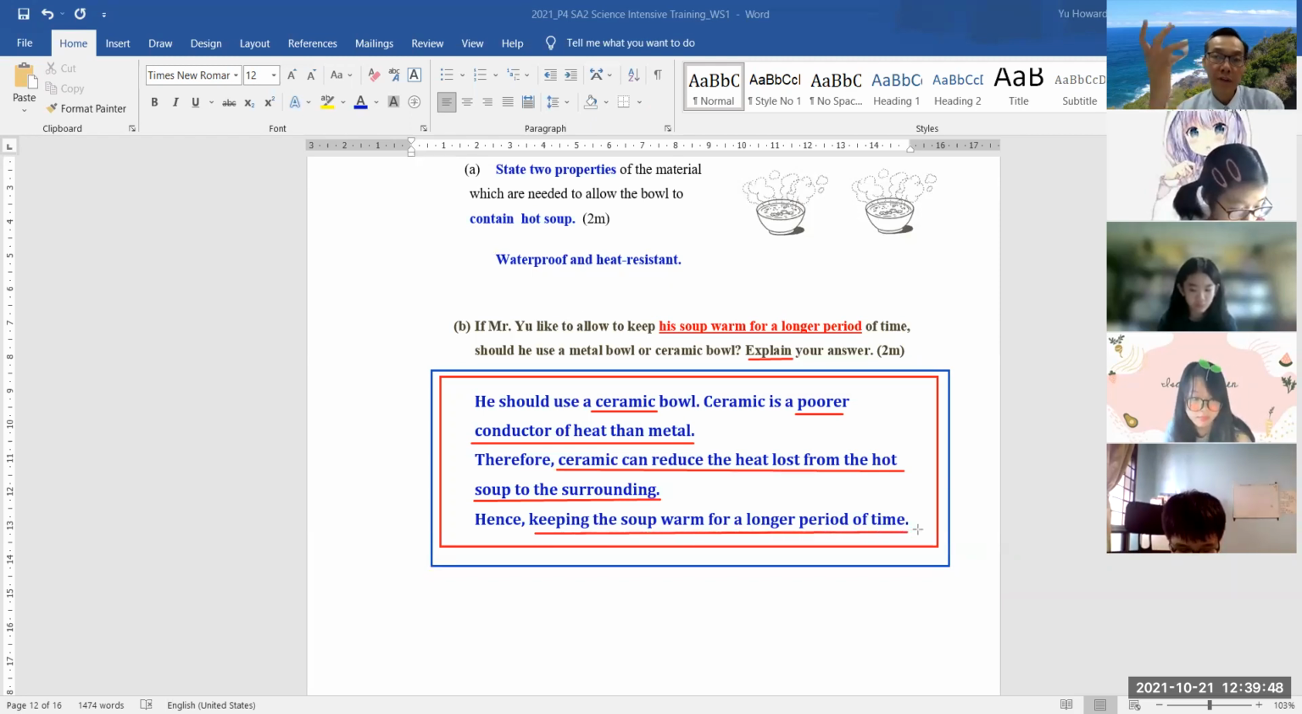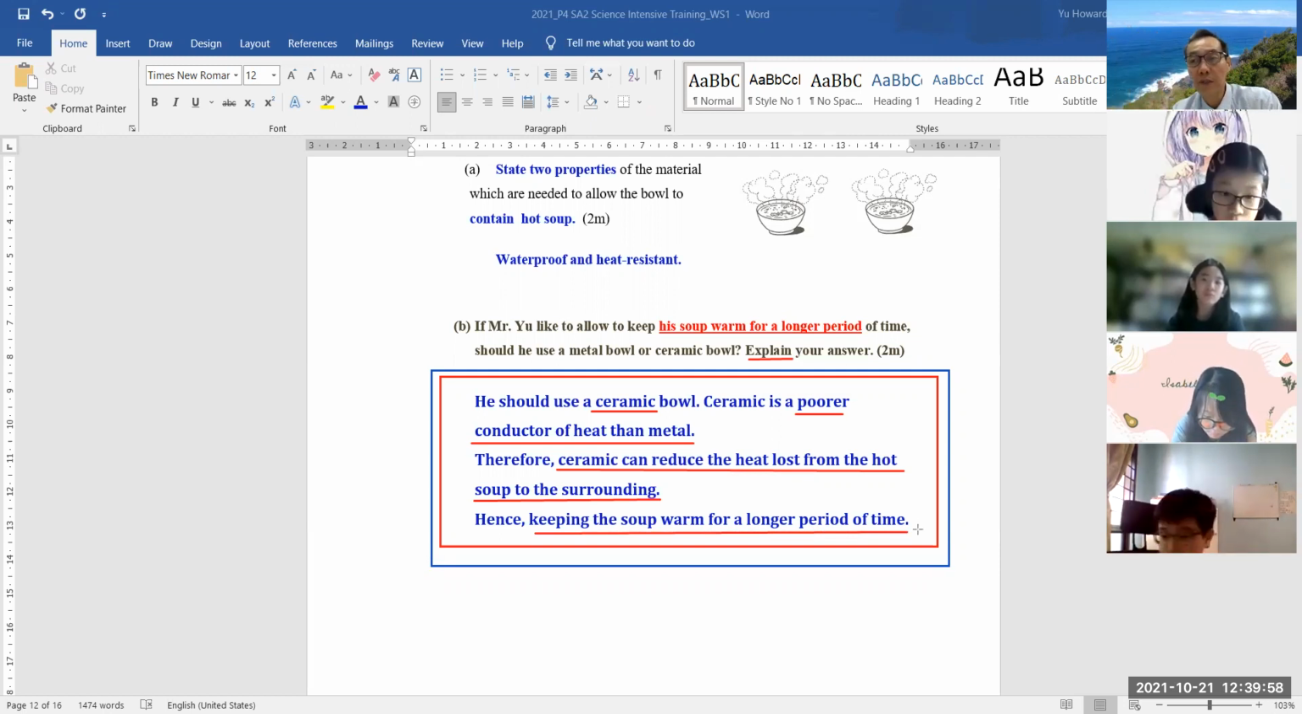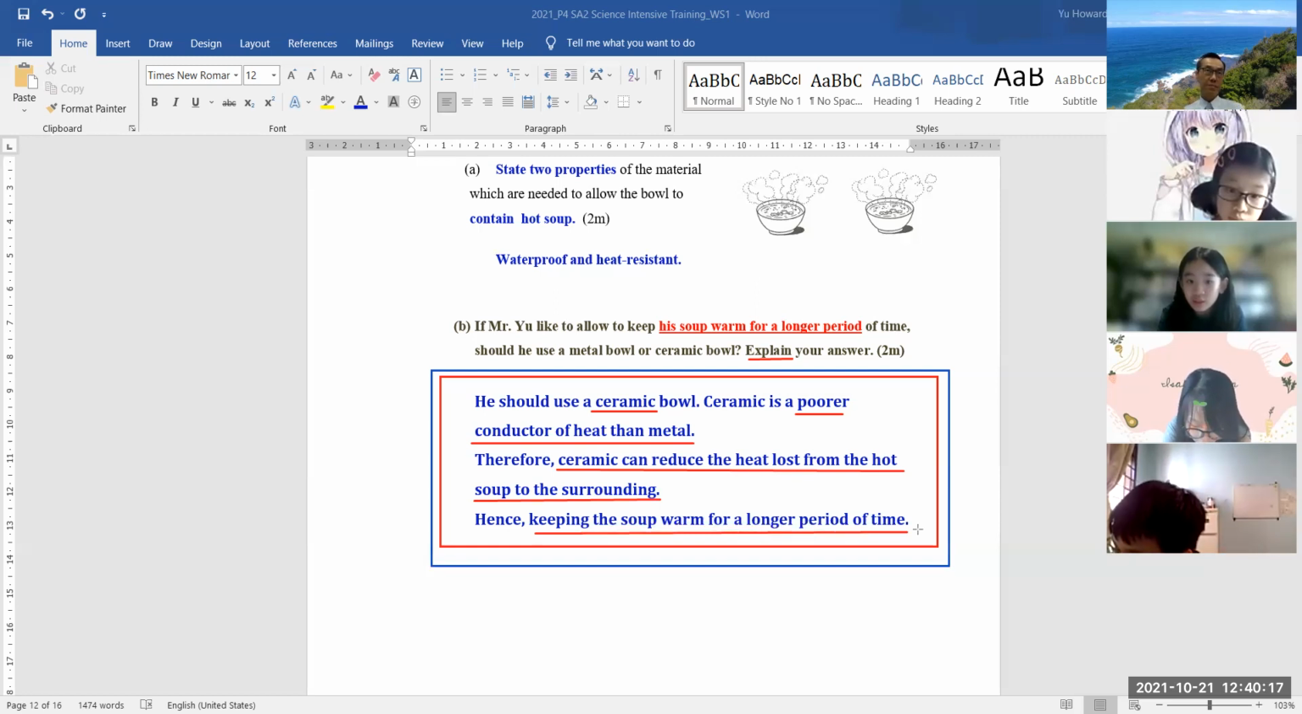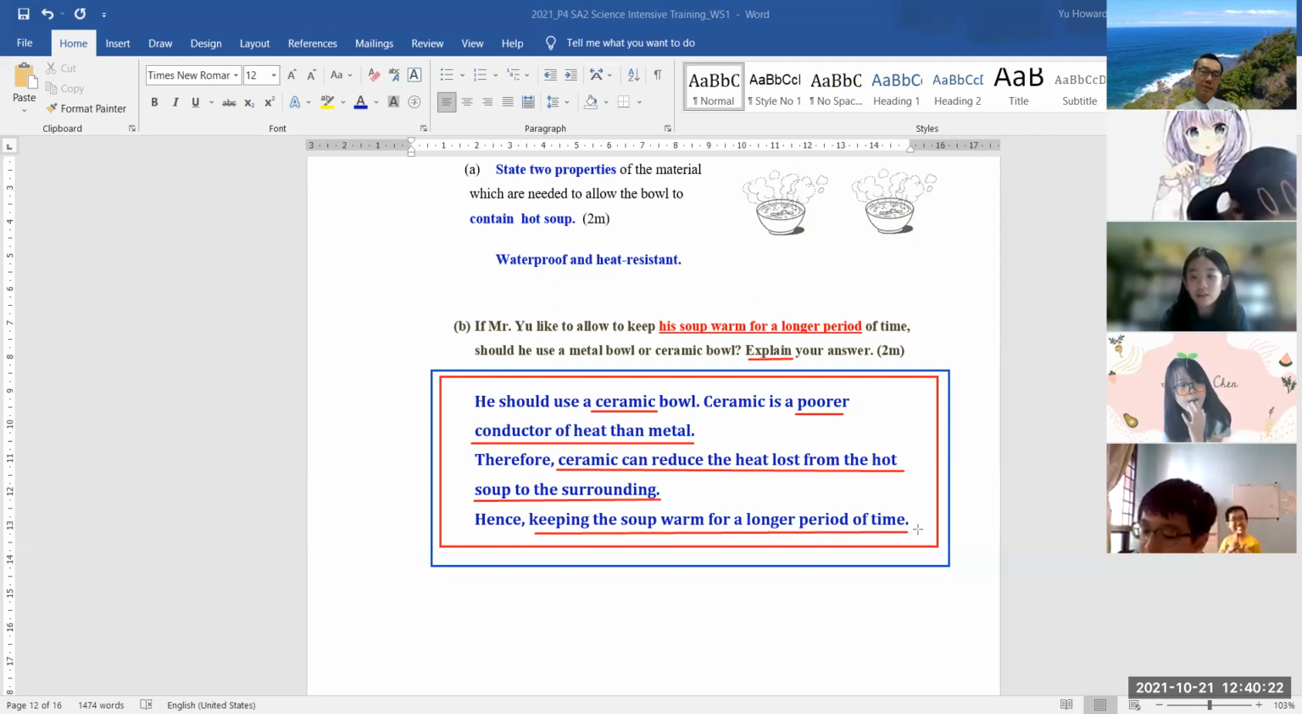Okay, these questions can be modified. For example, now, instead of hot soup, they say that this person likes to drink hot coffee, so that the hot coffee can be cooled down faster. So should he use a metal cup or a ceramic cup? Yeah, Jia Yi, you want to say metal, right? Yeah, because if you want to cool down something faster, you must use the metal cup because it's the better conductor of heat.